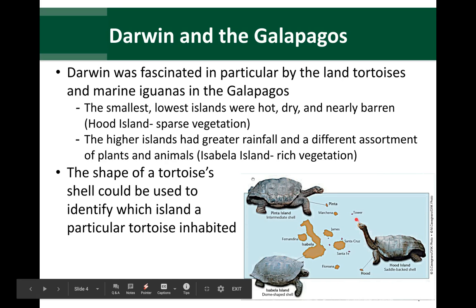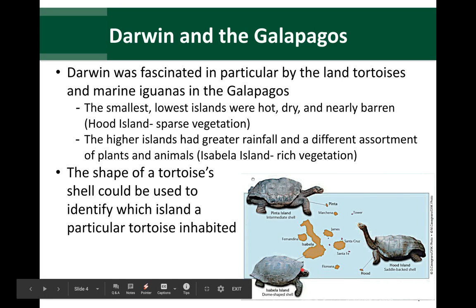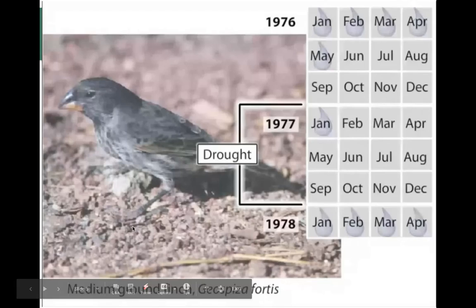And the one that was on Hood Island had a longer neck to reach vegetation that might have been higher and less numerous. And the one that was on Isabella Island was able to reach the more available vegetation. Even the shape of the tortoise's shell would be valuable in order to identify the type of tortoise. So let me play this regarding the beaks of finches.